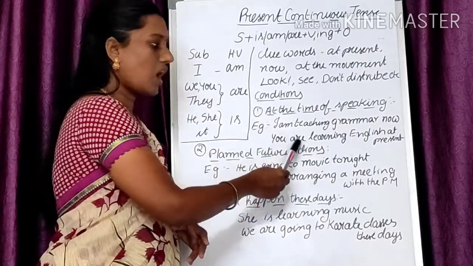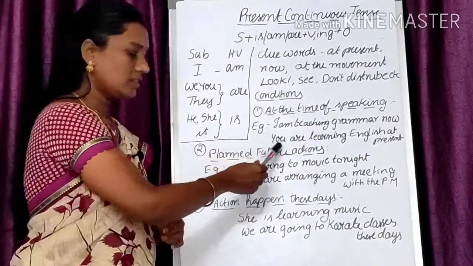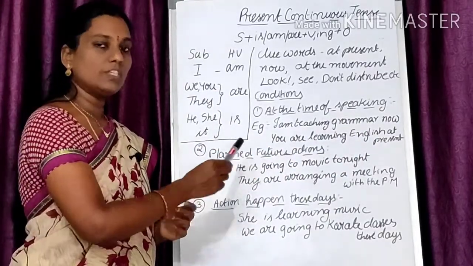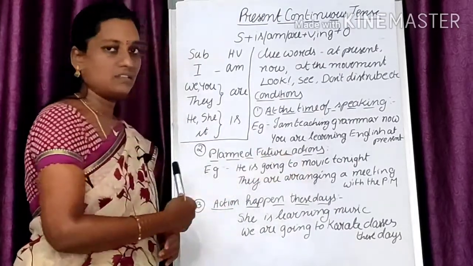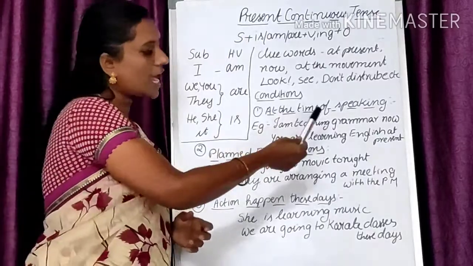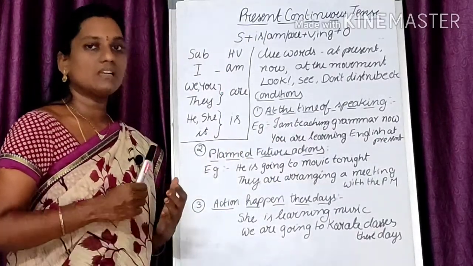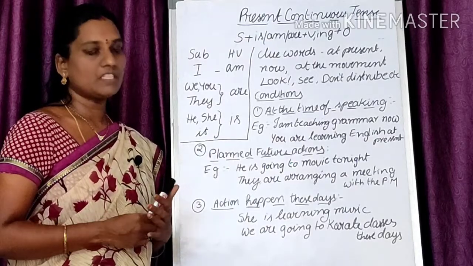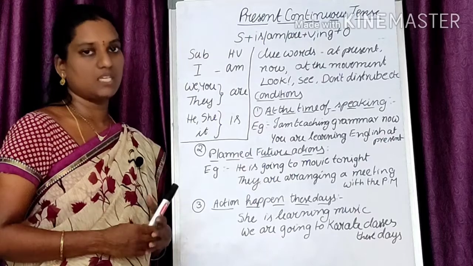So you are learning English at present. You is the subject. For you we should use the helping verb are. Learning is the V1 ing form. English is the object. At present is the clue word. So what is the first condition for using present continuous tense? The action at the time of speaking.